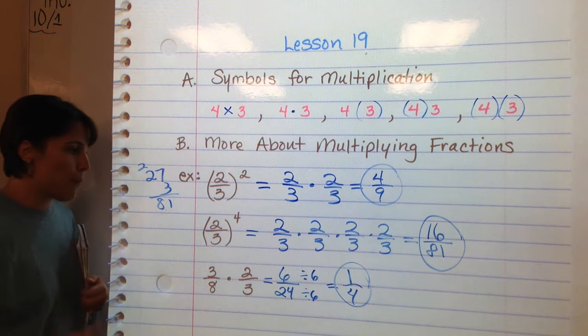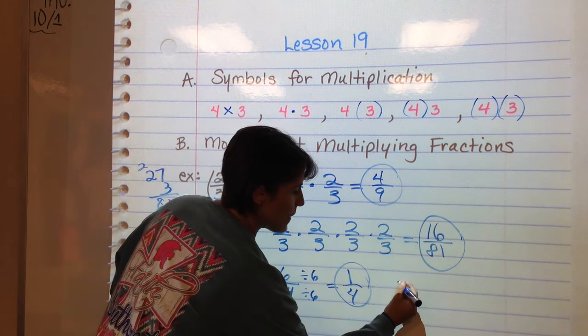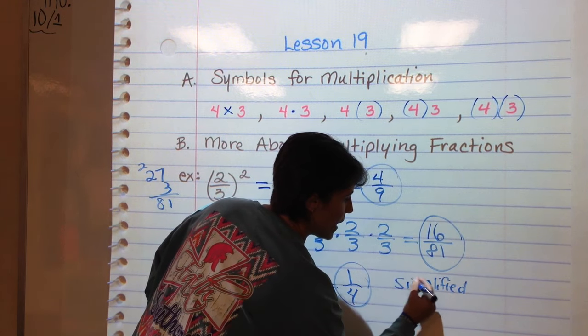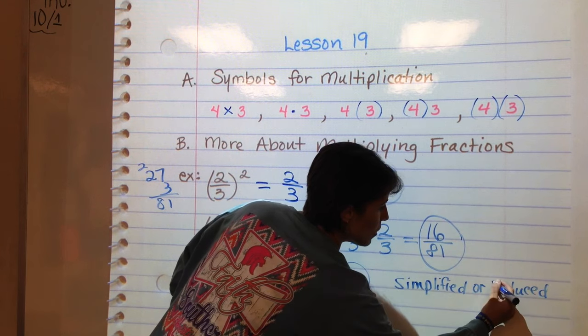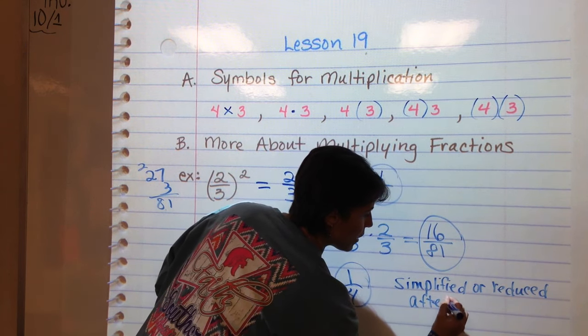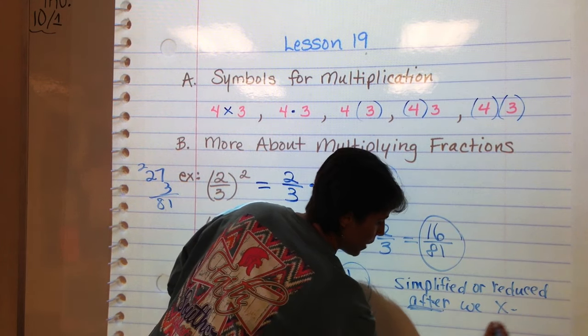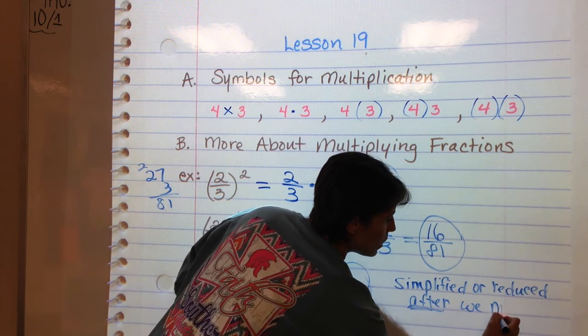Anyways, before we leave this page, I want to show you something else. Right here, we simplified. Write this down, please. We simplified or reduced after we multiplied, right? Well, I don't know how to write multiplied in simple. Well, after we multiplied.